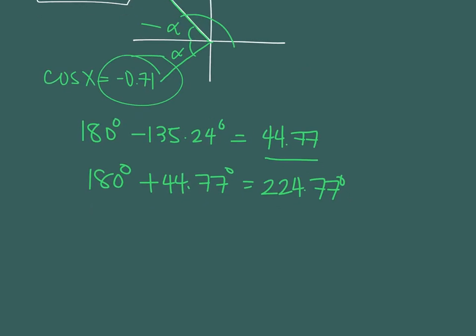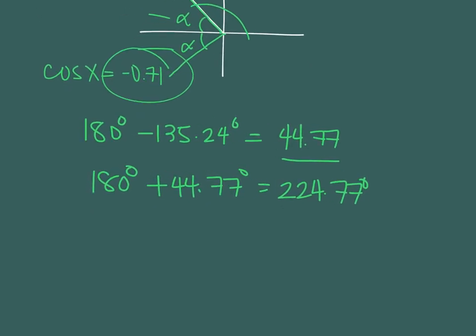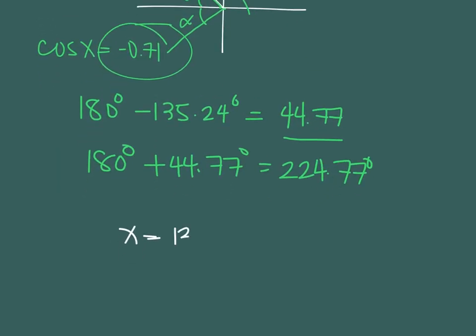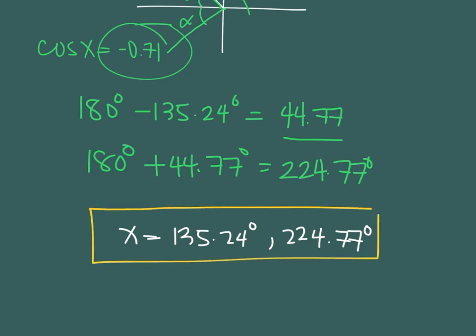Therefore, x is equal to 135.24 degrees, and the second one is 224.77 degrees. Okay, so you have to make use of the inverse functions. If it's sine, then you use sine inverse. If it's tangent, you use tangent inverse. Okay? Questions before we go to the exercises? Anyway, you can ask me questions while you're doing it.